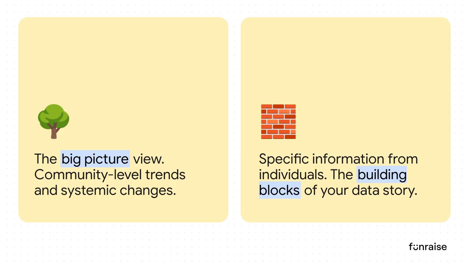Then you've got micro-level data. These are the individual trees. It's the specific info from each donor, each campaign. They're the building blocks of your whole story. And you absolutely need both to see what's really going on.